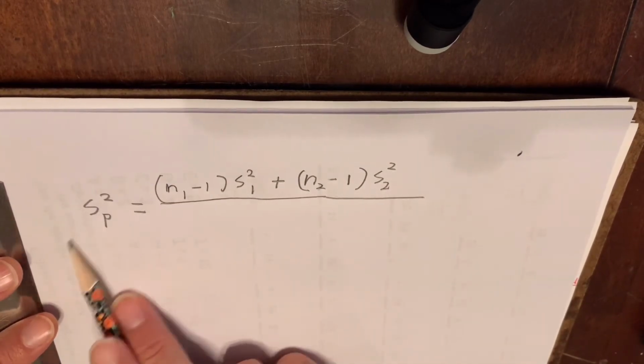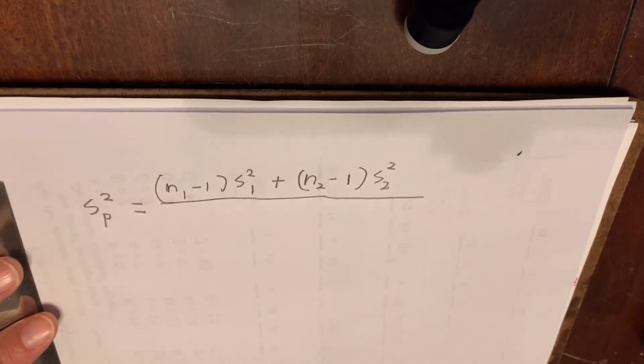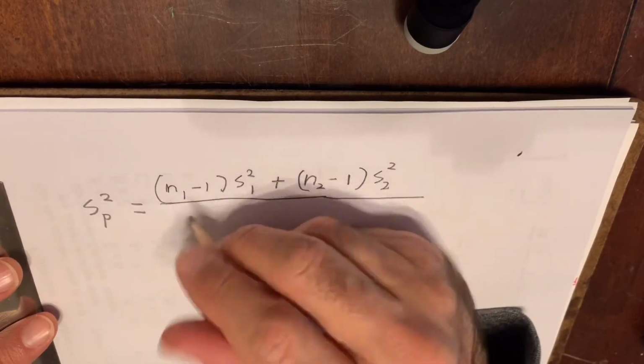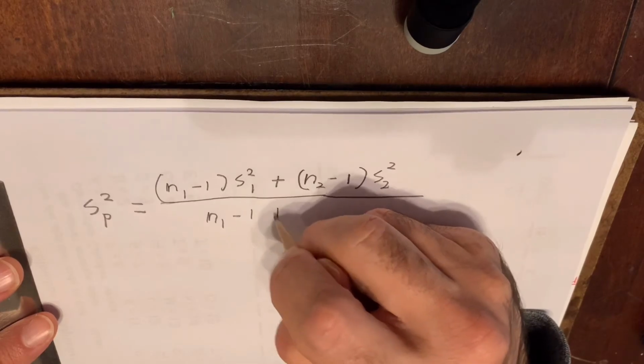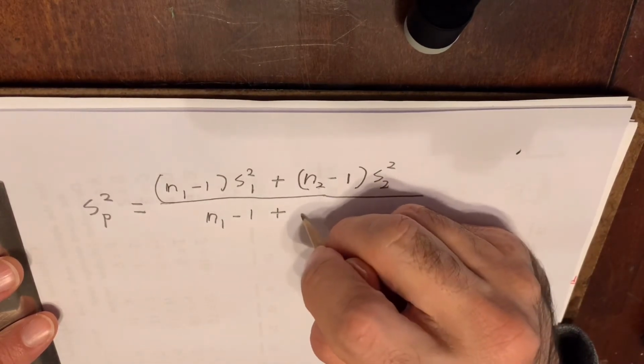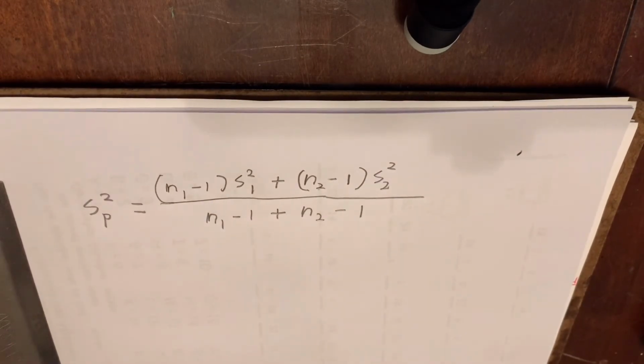Now, any variance estimator has some kind of sum of squares divided by degrees of freedom. So the degrees of freedom in the first group is n sub 1 minus 1, and the degrees of freedom in the second group is n sub 2 minus 1. So here's our formula, just as we wrote it. And now all we have to do is plug in the numbers.